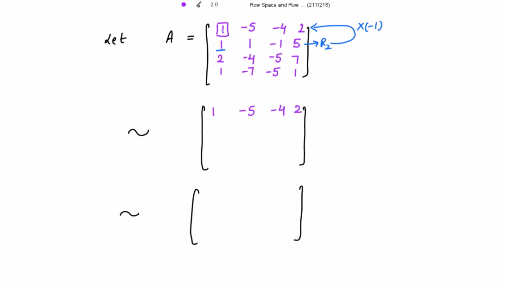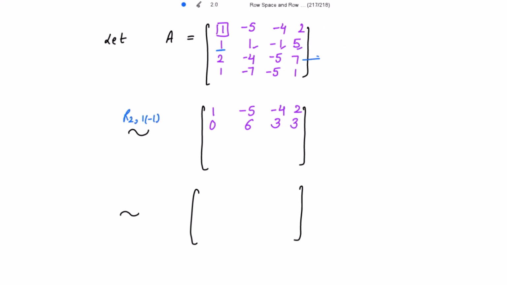1 multiplied with -1 we get -1, adding this to 1 we get 0, which is what we need. -5 multiplied with -1 we get 1, adding this to 1 we get 6. -4 multiplied with -1 we get 4, adding this to -1 we get 3. 2 multiplied with -1 we get -2, adding this to 5 we get 3.